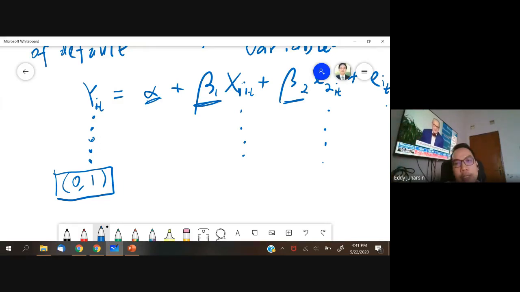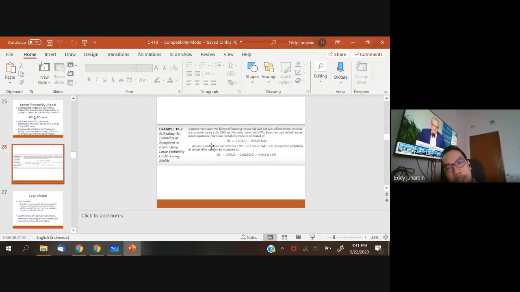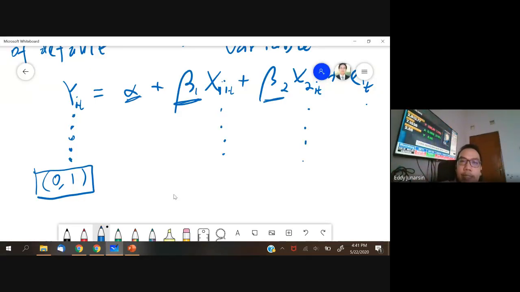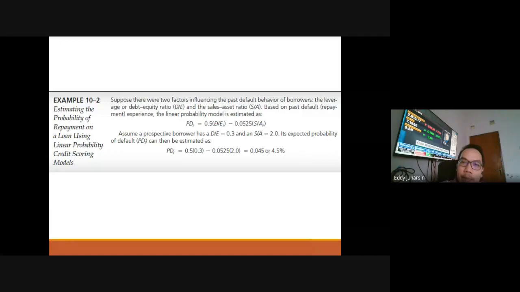So what is the consequence? We still can do that, right? And you see our example here, actually we still could force the result using a simple regression model. However, there's a risk that something like this might happen. In our example here it is quite smooth. When a new company comes with a debt to equity ratio of 30% and sales to asset ratio of 2 times, we get the probability of default of 4.5%. So this is quite smooth, right?